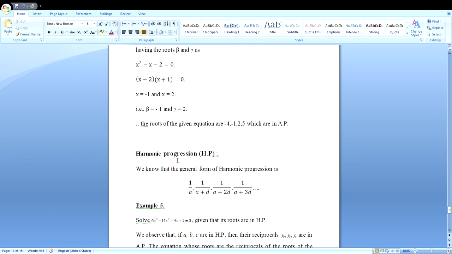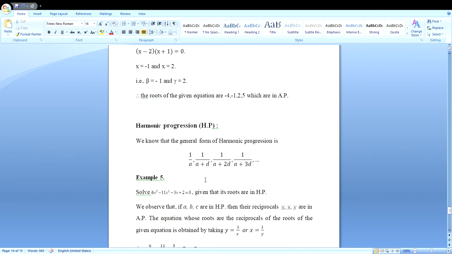Now, harmonic progression. We know that the general form of harmonic progression is 1 by a, 1 by a plus d, 1 by a plus 2d, 1 by a plus 3d, etc. That is, the reciprocals of a harmonic progression are in arithmetic progression: a, a plus d, a plus 2d, a plus 3d, etc. We are going to see an example. Solve 6x cube minus 11x square minus 3x plus 2 equal to 0, given that its roots are in HP.